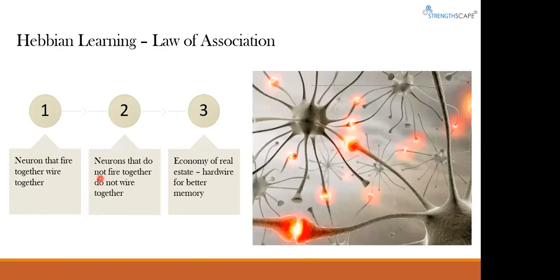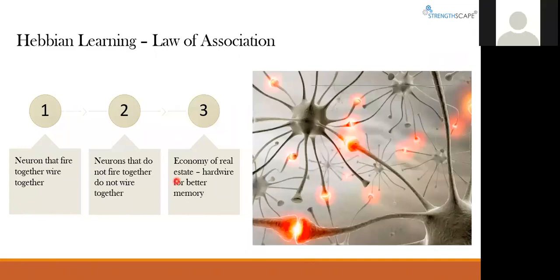The third Hebbian rule says that there is an economy of real estate in our brain, which means that there is limited space in our brain. Why is there limited space in our brain? Because of course our brain is encased inside our skull. The skull is only a certain size, because human beings have to be born through the birthing canal, and the skull cannot grow beyond that. So the brain is limited by the size of the skull.